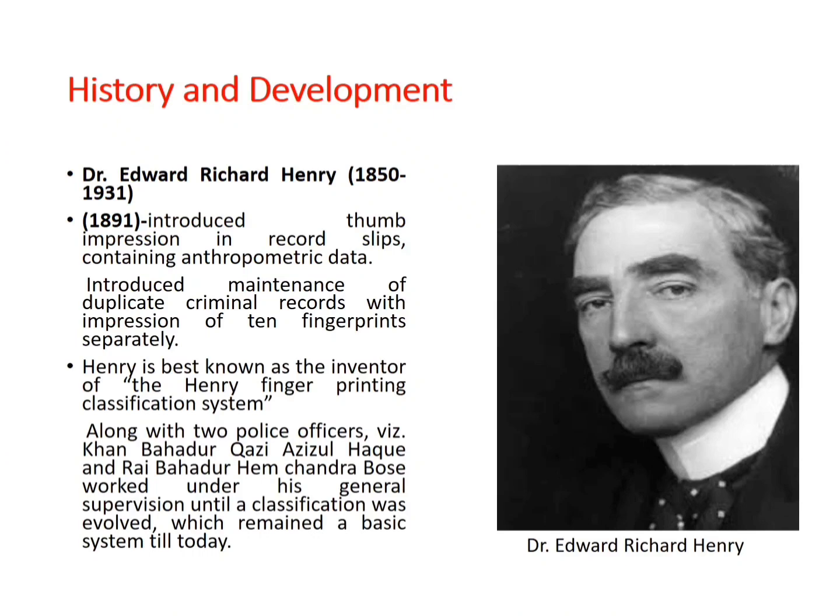In the year 1896, he collaborated with two of the Bengal police officers, Khan Bahadur Qazi Azizul Haq and Rai Hemchandra Bose. Under his supervision, they gave this classification system. They basically collaborated to create the Henry system, which assigns a numerical value to each finger and fingerprint pattern, and it uses a mathematical calculation to determine a suspect's fingerprint. This technique is still very much in use, and at that time it was implemented in all British Raj areas.